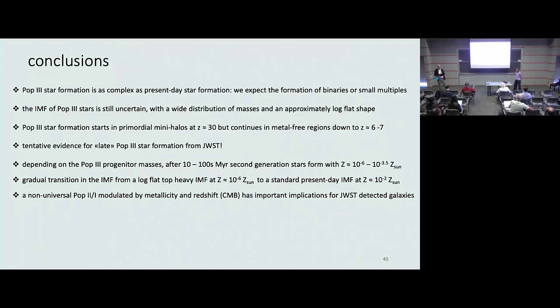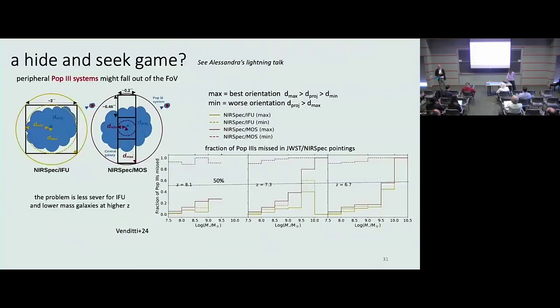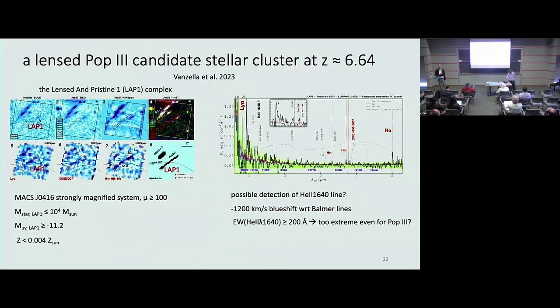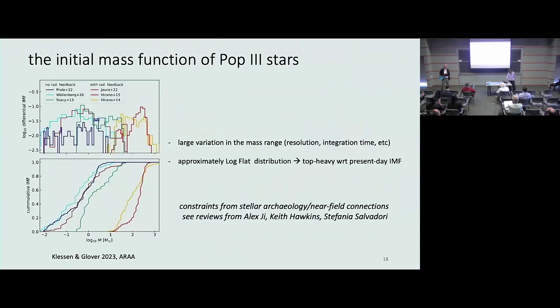Okay, Priya. Thanks for a very nice review, Rafa. My question is, if you go back to the plot with the final masses, the IMF of Pop III, are we topping out at 1,000, or is this going to keep going if the resolution improves?